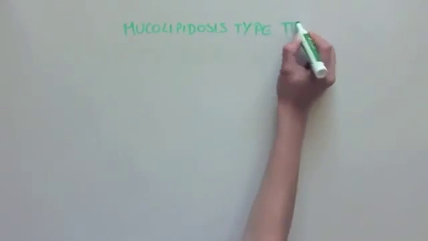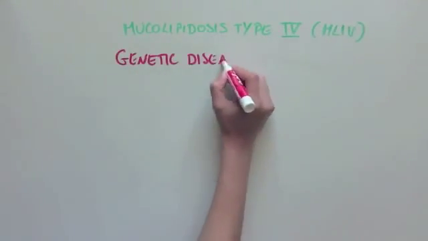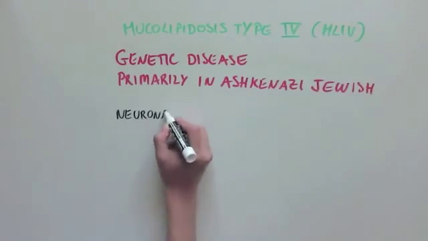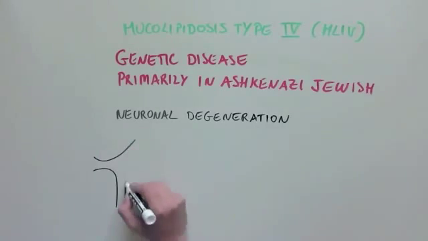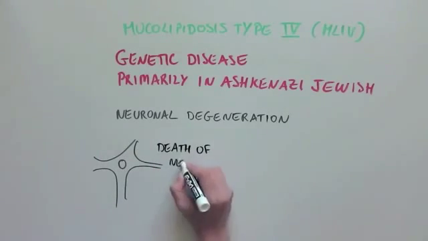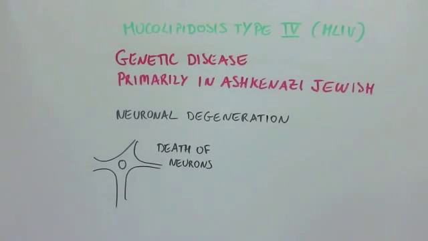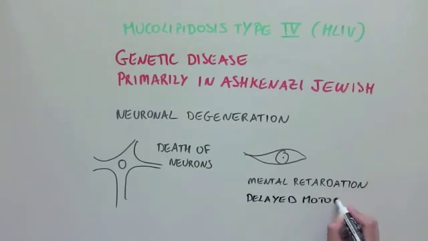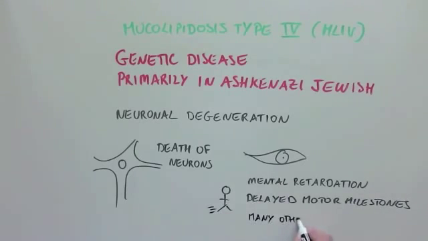Mucolipidosis type IV, or ML4, is a genetic disease that is found primarily in the Ashkenazi Jewish population. It is characterized by neuronal degeneration, meaning death of neurons, the cells that allow the brain to function. ML4 is very debilitating, and patients with this disease suffer from visual impairments, mental retardation, and delayed motor milestones, among many other symptoms, which means many of them are unfortunately wheelchair-bound.